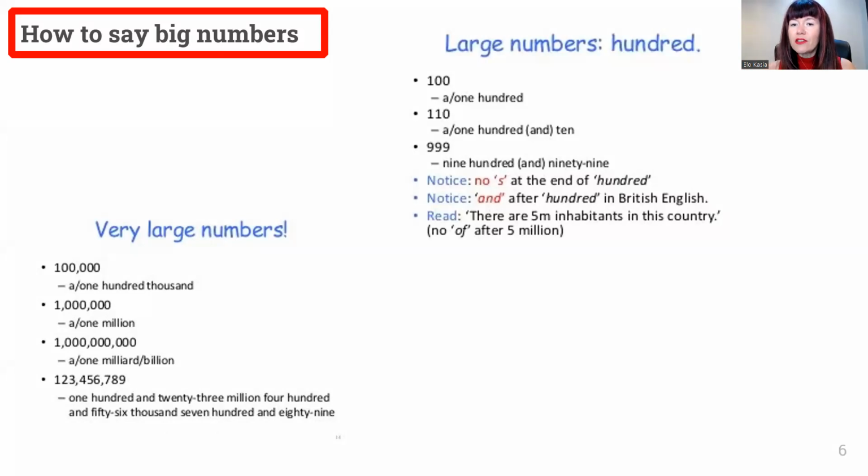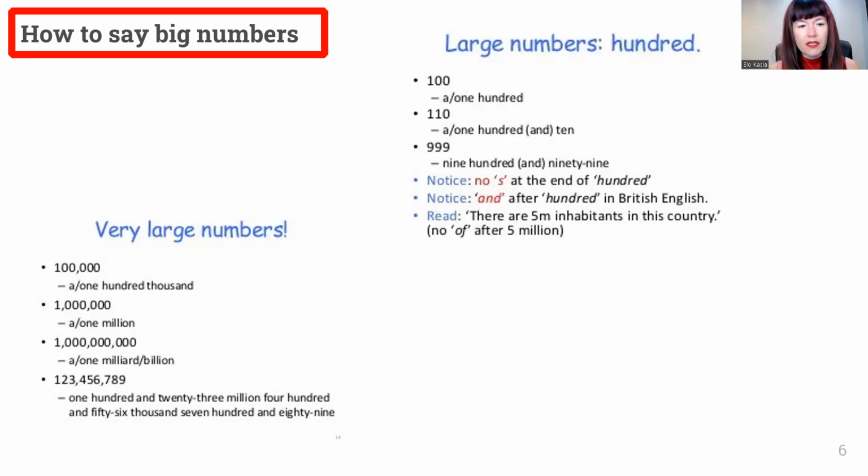And then we have 999. Notice there is no S at the end of hundred. So nine hundred, not nine hundreds. So 999. Okay, and notice the and after hundred in British English. Okay, now read. There are 5 million inhabitants in this country. So we don't say of after 5 million. So there are 5 million inhabitants in this country. Okay, so these are large numbers.